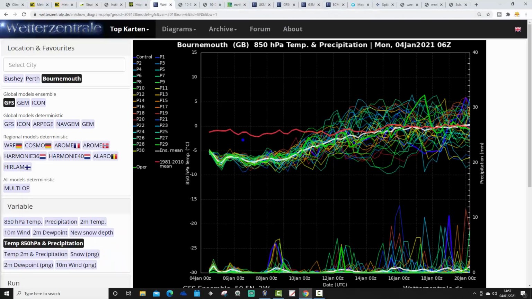GFS upper air temperature and precipitation ensembles looking like this. So the red line is the 30-year upper air temperature average. You see that we are substantially below average right now, and we'll continue to be so. I'm looking at Bournemouth today, by the way. Another suggested location for this part of the video.